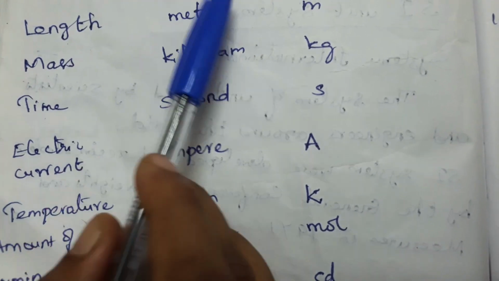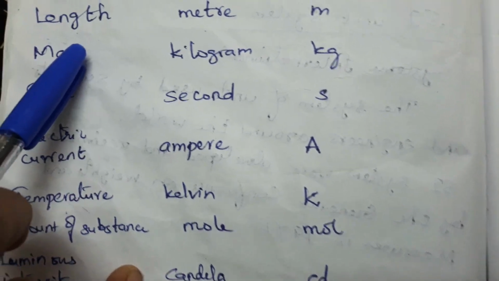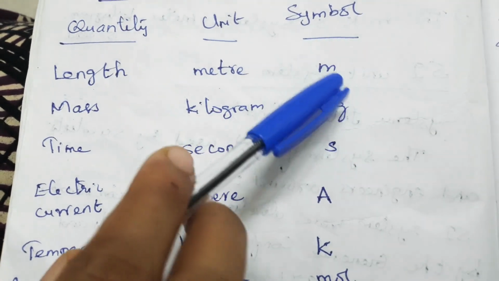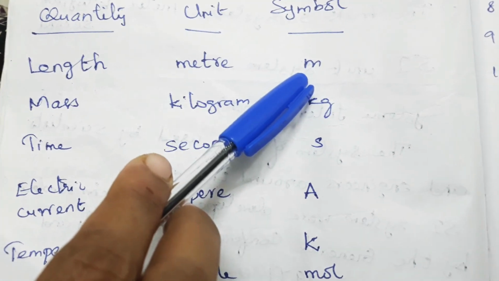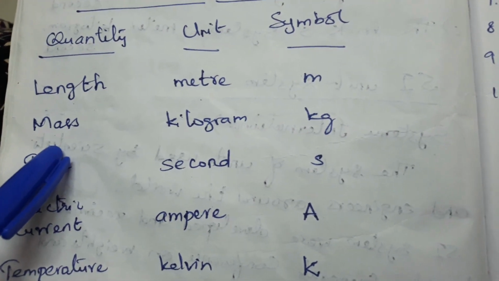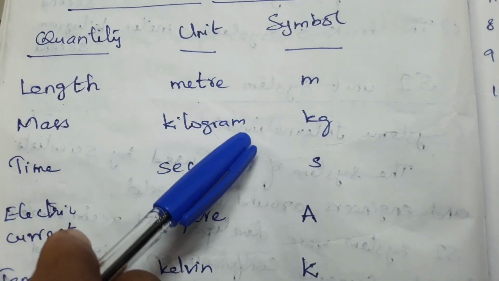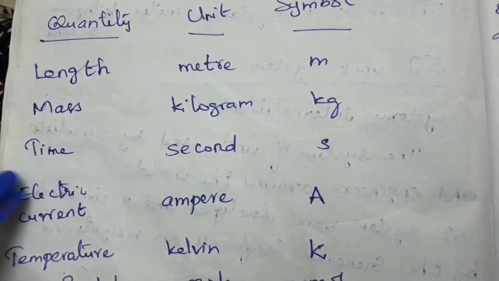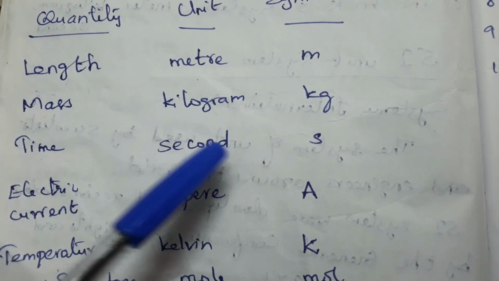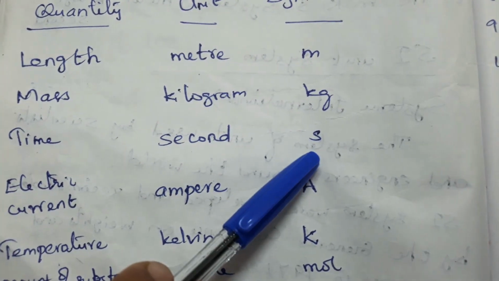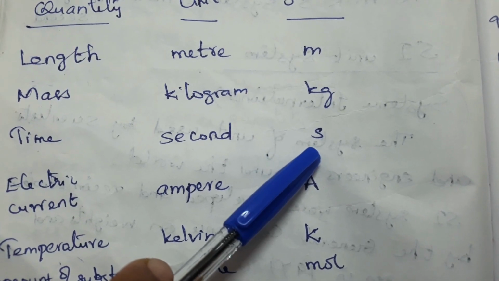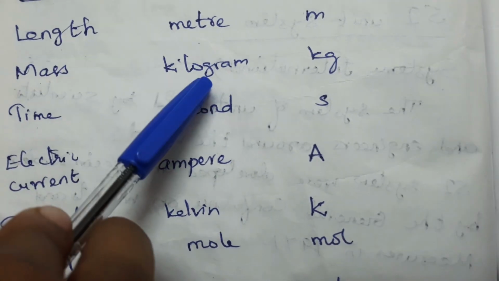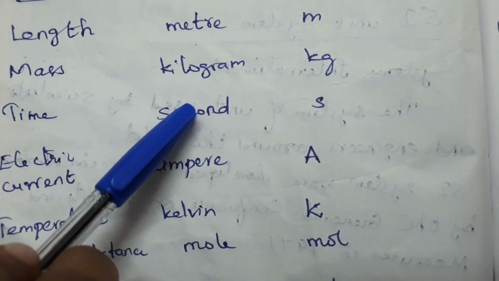Now let us see the unit. What is a unit of length? Meter. So symbol is small m. What is a unit of mass? Kilogram. Symbol is kg. What is a unit of time? Second. Symbol is s, small letter s. So length unit is meter, mass unit is kilogram, time unit is second.